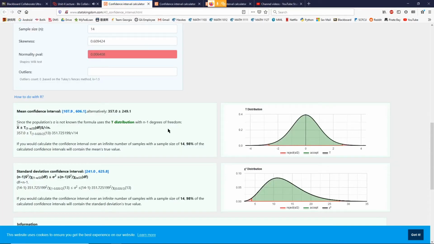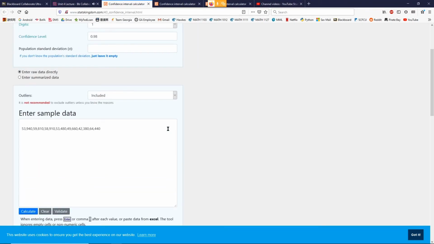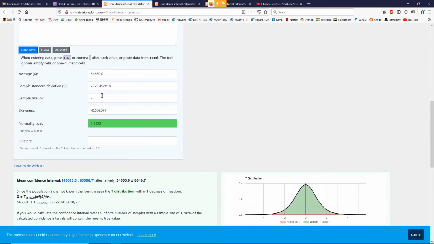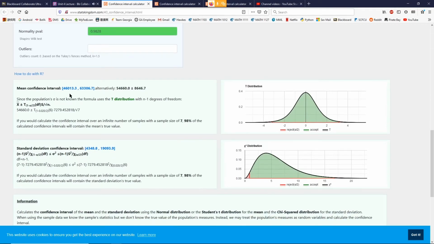Hold on a sec. Oh, you know what? I forgot something. I forgot to delete the comma thing. Because the comma is going to separate the data. My bad. Let me change that. Because when you put a comma in here, they're just going to think that's another data. So now it's better. Sample size is 7. There you go. That's more like it.